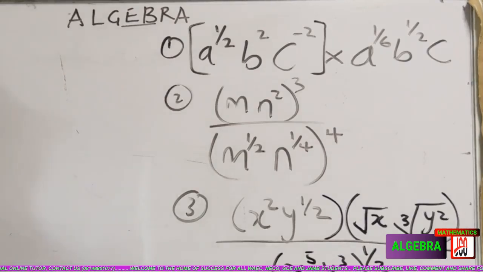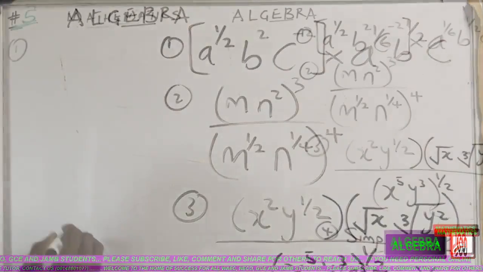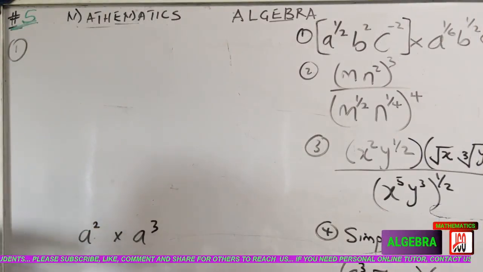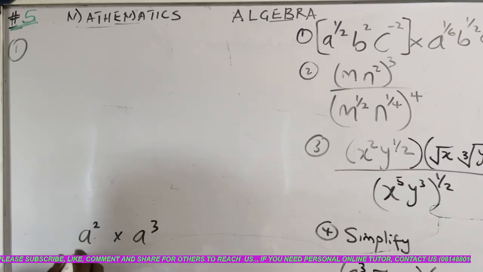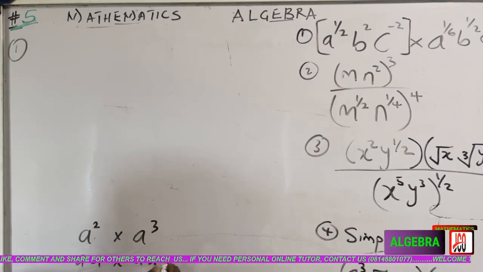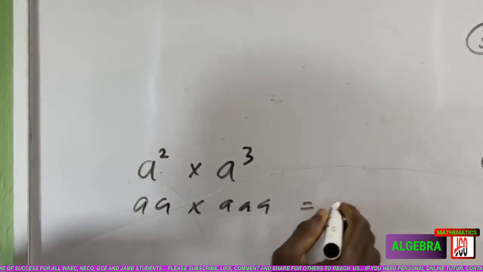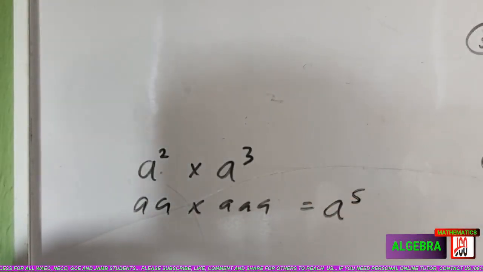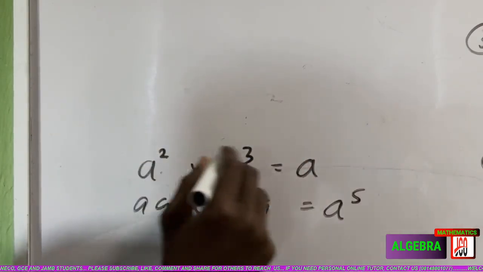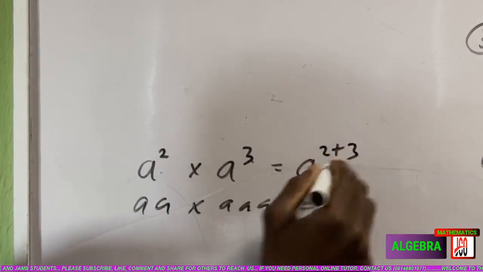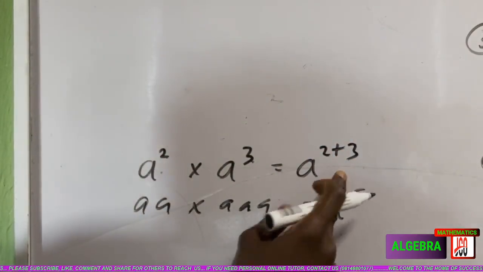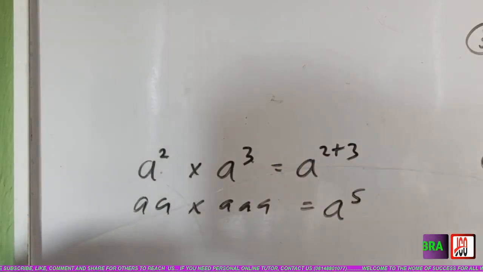Number one, if I have a raised to power 2 times a raised to power 3, I'm sure you know that this is 2 of the a's there, and this is 3 of the a's there. When I add them, they will join together and become a raised to power 5. So it's simply the index 2 plus 3. So multiplication is addition of the index, just as division is subtraction of the index.